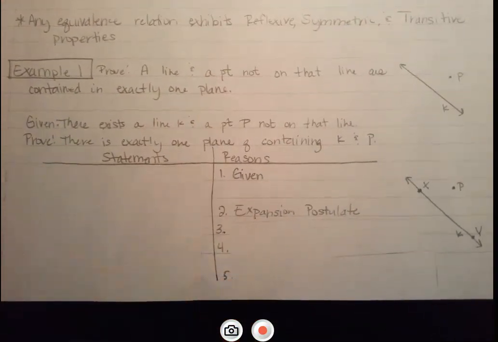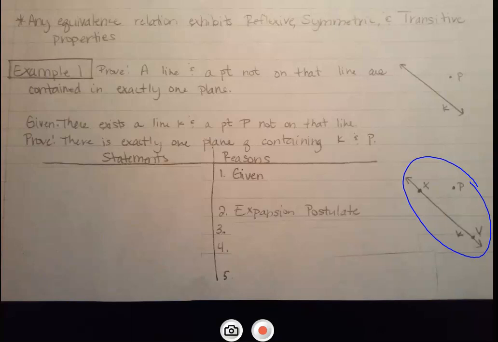All right, so let's look at that a little more in detail. There exists a line K, which is labeled. That's what they gave us. This is the sketch that I did to add to it a little bit. And a point P not on that line. And there is exactly one line, or exactly one plane Q containing K and P.